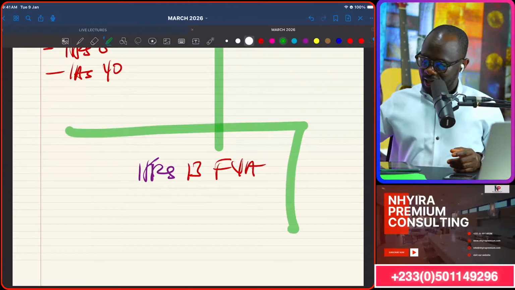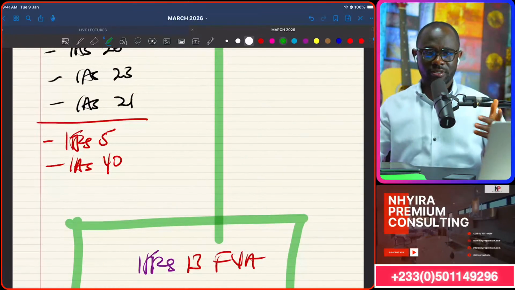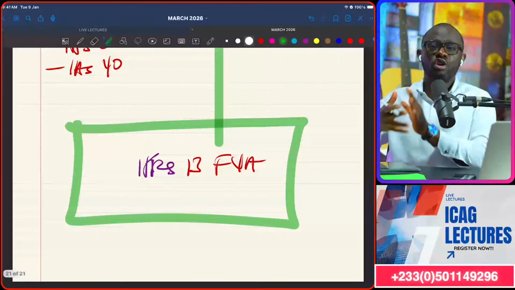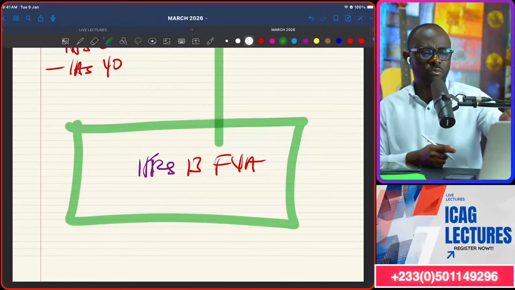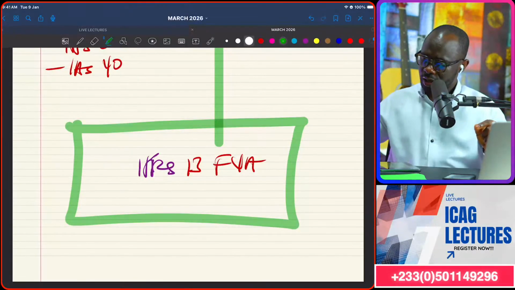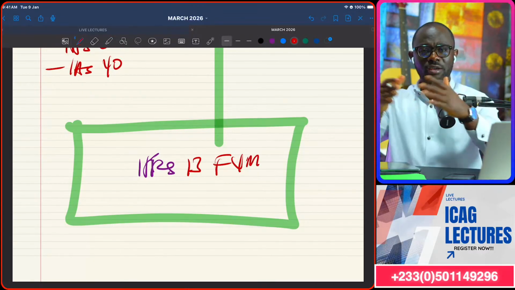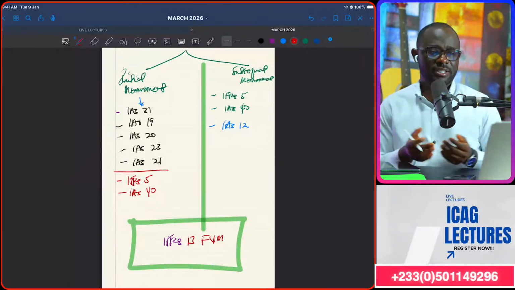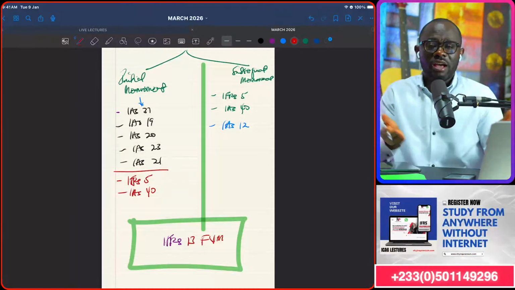This is a fundamental accounting standard you must understand, because the measurement basis, historical cost, value in use, fair value, is going to be one of the methods used across board in various standards. So you must understand fair value measurement, this accounting standard, IFRS 13, to know the guiding principle on how we determine the fair value of assets, liabilities, and other transactions. So this is what we have.